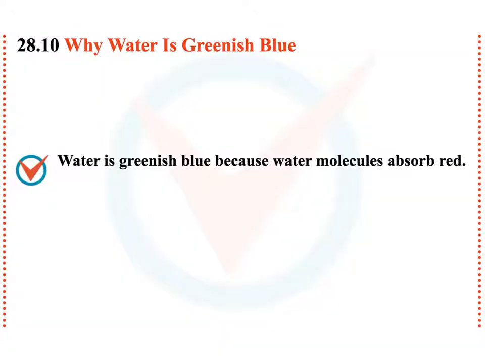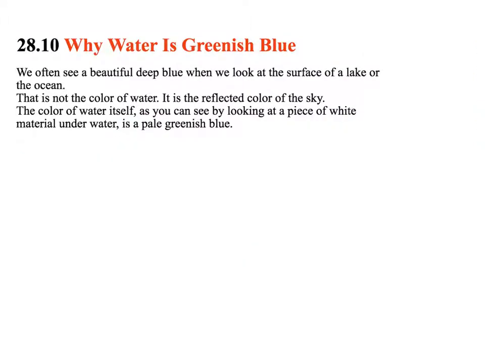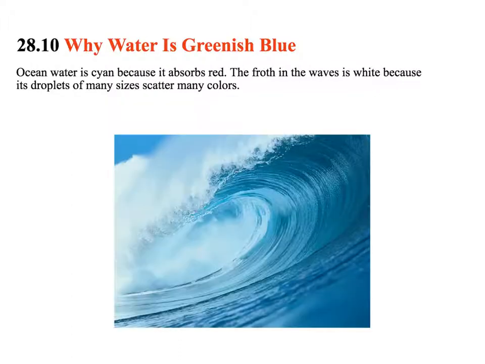Water is greenish blue because water molecules absorb red. We often see a beautiful deep blue when we look at the surface of a lake or the ocean. That is not the color of the water, it is the reflected color of the sky. The color of the water itself, as you can see by looking at a piece of white material underwater, is a pale greenish blue. Ocean water is cyan because it absorbs red. The froth of the waves is white because droplets of many sizes scatter many colors.